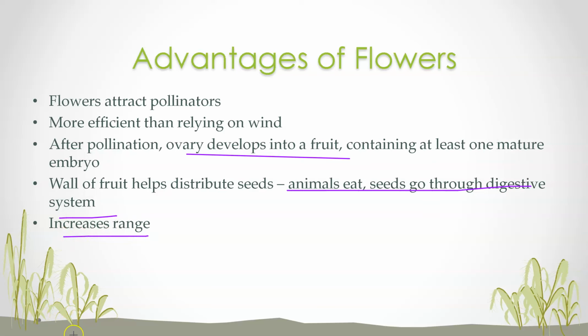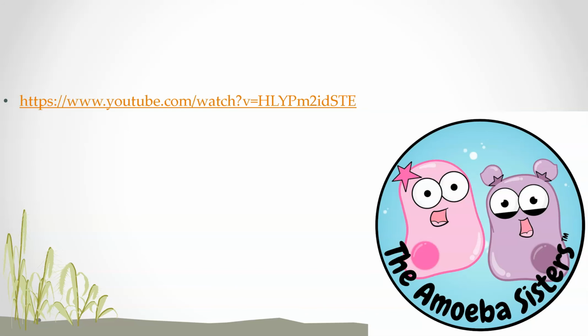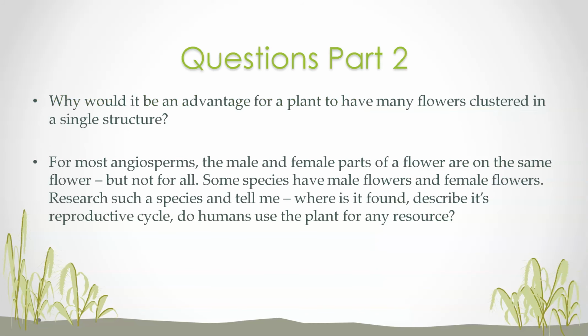far away from the mother plant with a rich nitrogen source of fertilizer, so it definitely increases their range. The Amoeba Sisters, y'all know I love the Amoeba Sisters, have wonderful videos about this. So question part 2: why would it be an advantage for a plant to have many flowers clustered in a single structure?